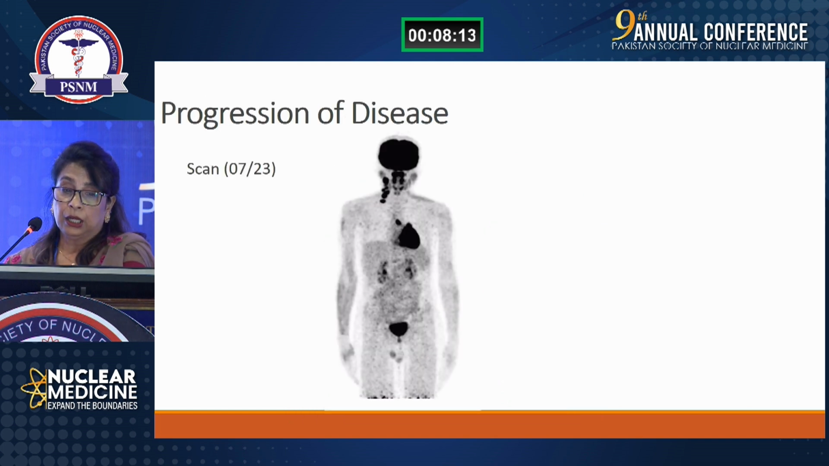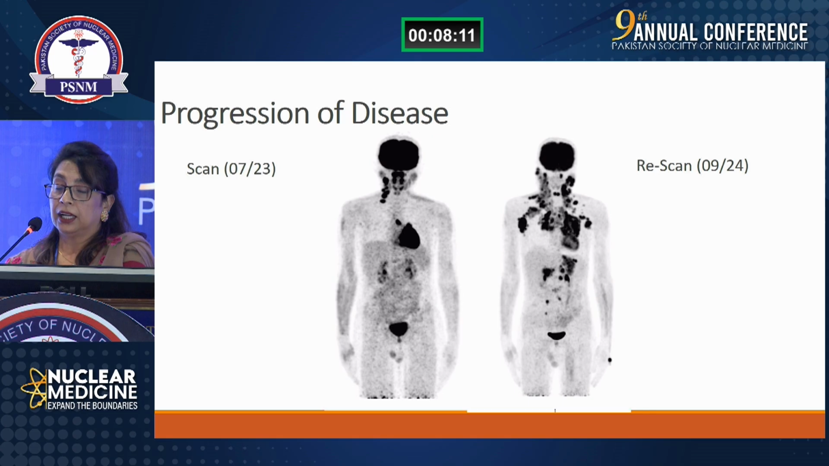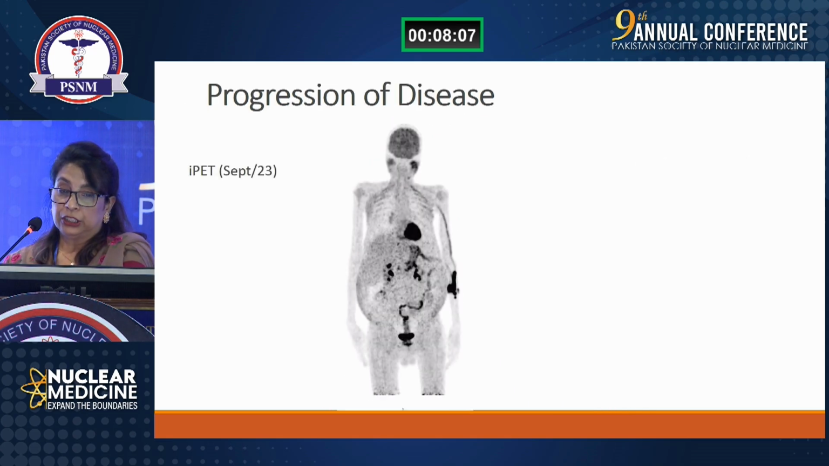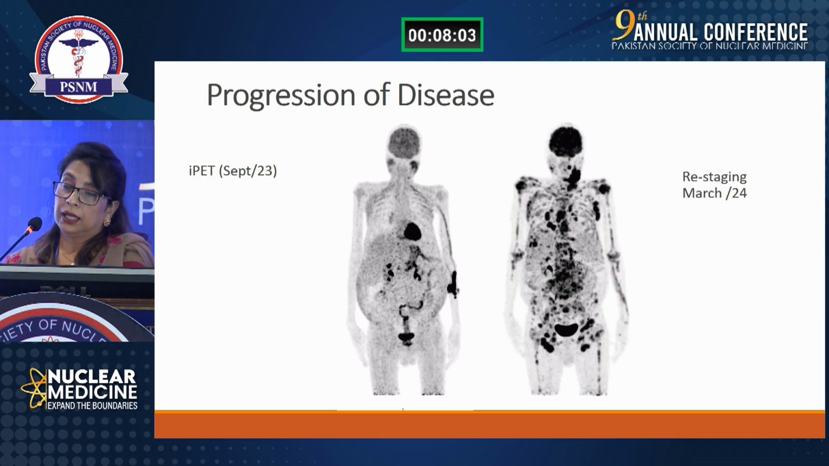Progression of disease, initial scan, and a rescan. Initial scan, this was an interim scan where we saw a good resolution, and then after some months we see a complete alteration of this.